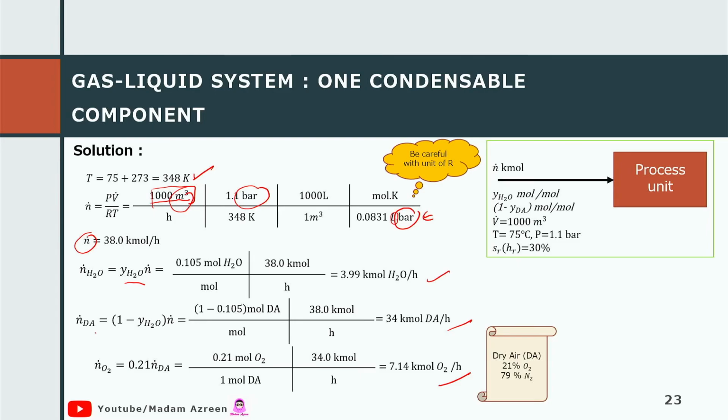So we assume dry air ada 79% nitrogen dengan 21% oksigen. Sebab itulah dekat sini kita guna 0.21. So kita dapatlah nilai setiap water, dry air dan oksigen yang masuk, sebab dia nak molar flow rate.